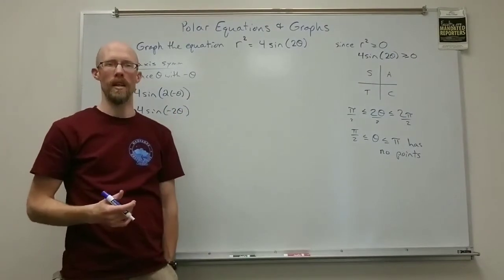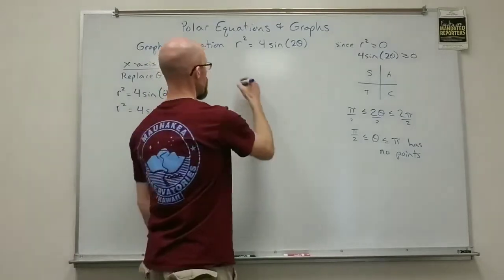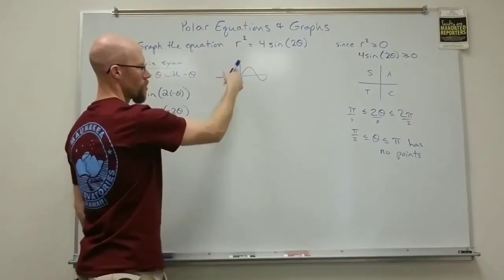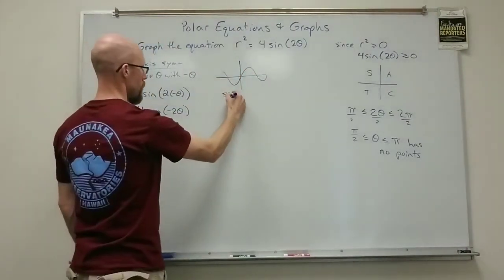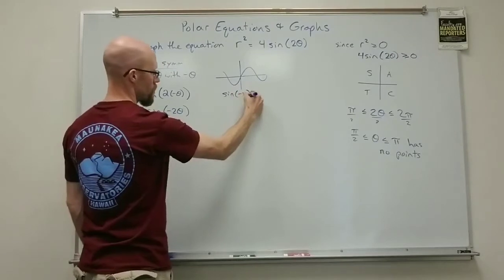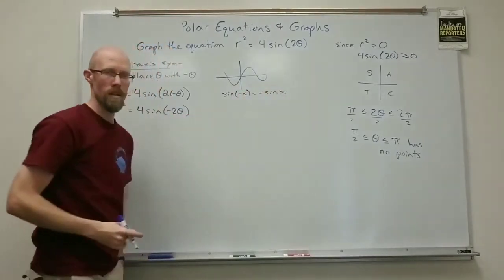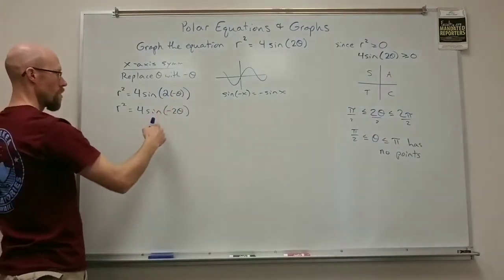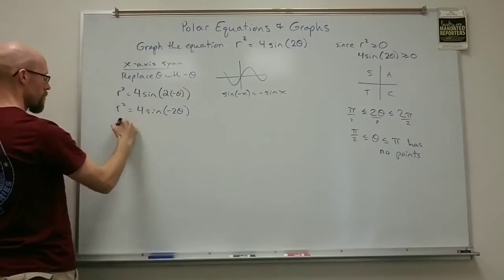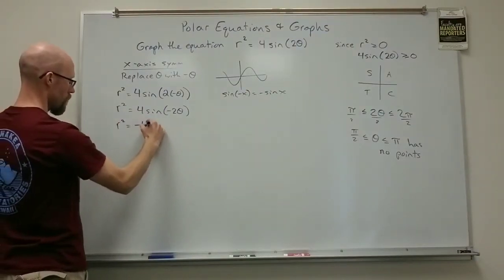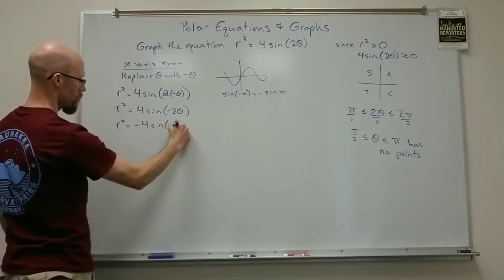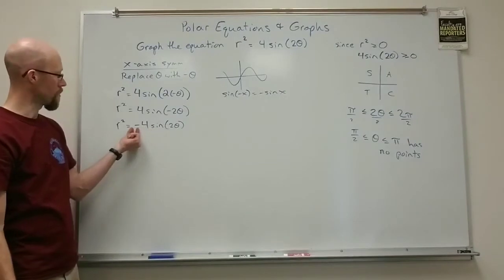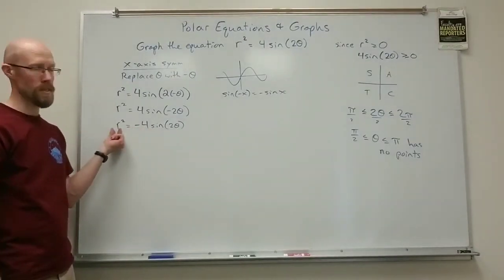And the sine is an odd function, right? If you think about the sine as a graph, it has origin symmetry, which means the sine of a negative angle is equal to the negative sine of that angle. That's our symmetry for the sine function. So a negative inside can come out. So r squared equals negative 4 times the sine of 2 theta. Well, we already said the sine of 2 theta has to be positive, and 4 has to be positive. You multiply by a negative, that's impossible, right?